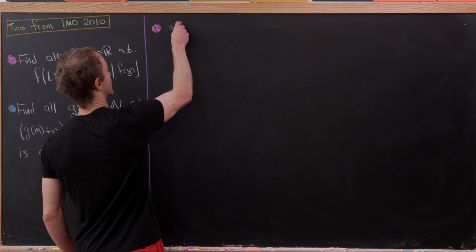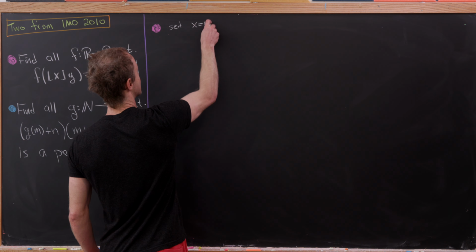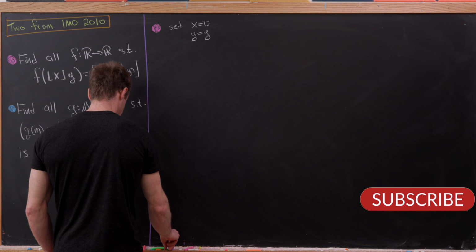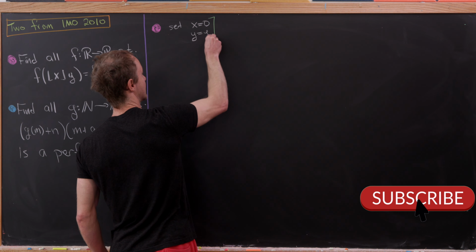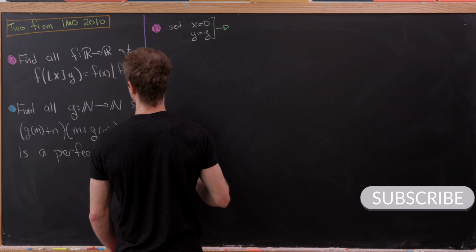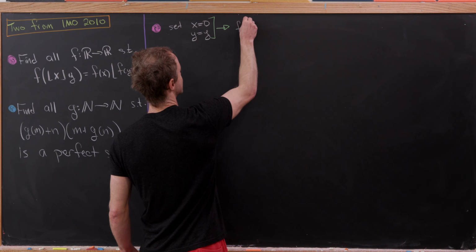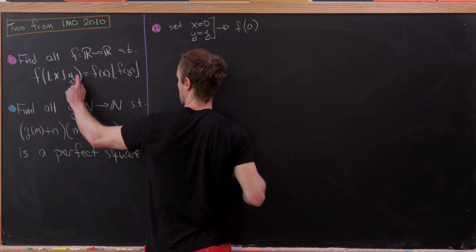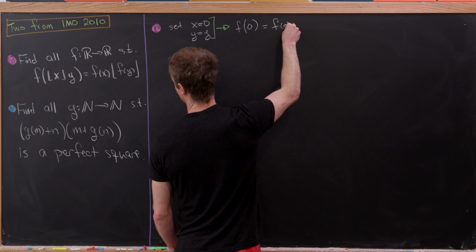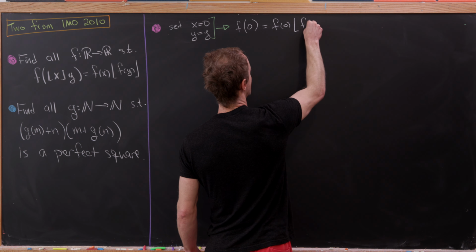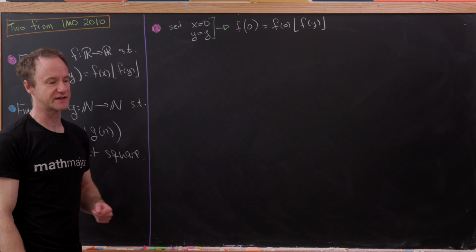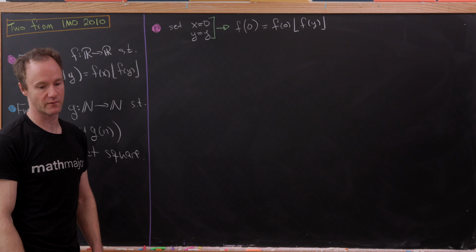So the first thing that we're going to do is set x equal to 0 and then let y be free. So I'll just denote that by saying that y is equal to y, if you will. Plugging that into our functional equation will give us f of 0 equals f of 0 times the floor of f of y. But now we've got an equation that we can solve for the floor of f of y.